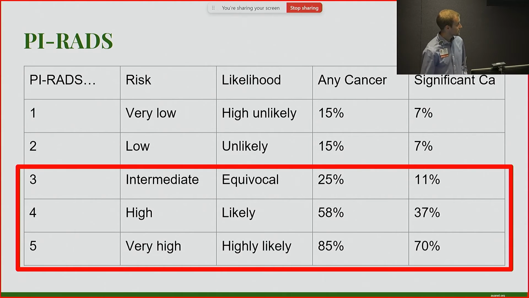A PI-RADS 5 is probably a little bit higher than this. This is one of the tables from the AUA, but 85%, probably pushing 90-plus percent if something is behaving in that way, growing outside the prostate gland. Not a lot of those are coming back as benign.